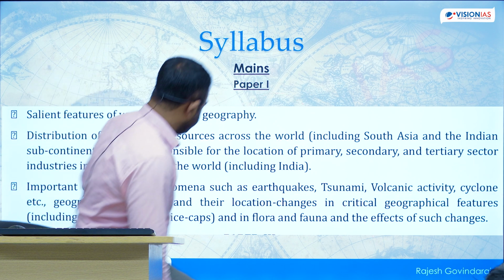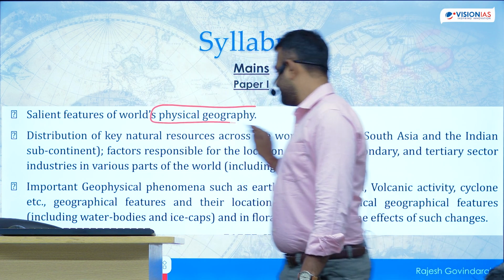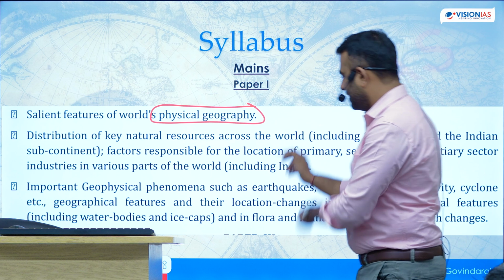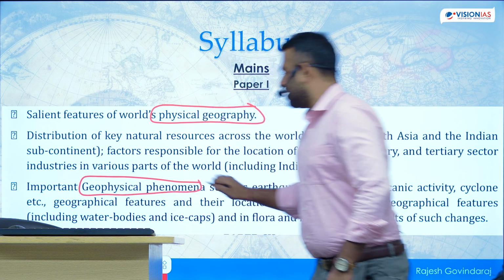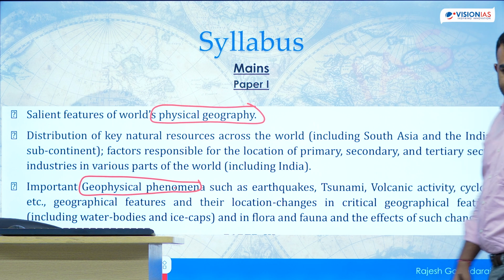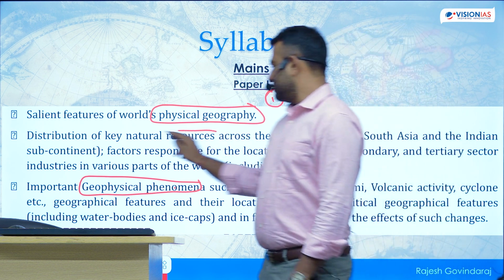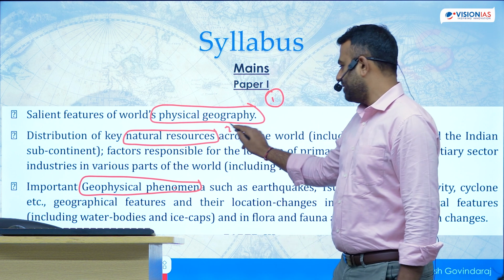Okay. So the mains part we can put under different headings. First one is physical geography, and physical geography includes this area of geophysical phenomena. Whenever you read physical geography, try to give special emphasis to these areas. Second one is natural resources. Let's put this into two different parts.